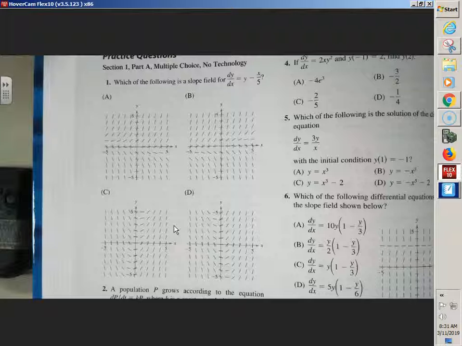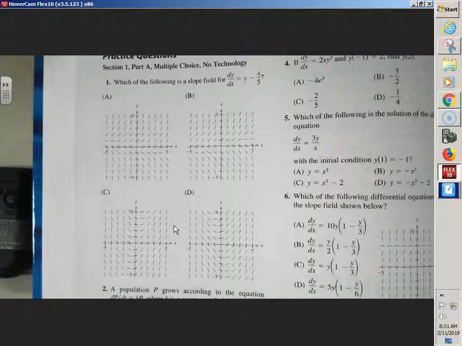Negative 5 over 5 would be negative 1. A negative negative is a positive 1. What's 1 plus 1? 2. It's not A. If it was A, it should be sloped up like that.